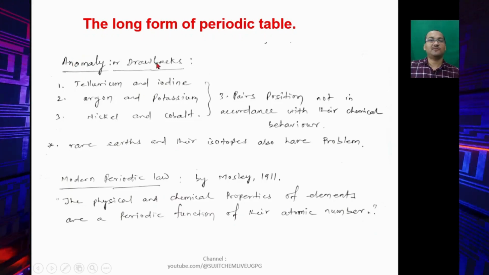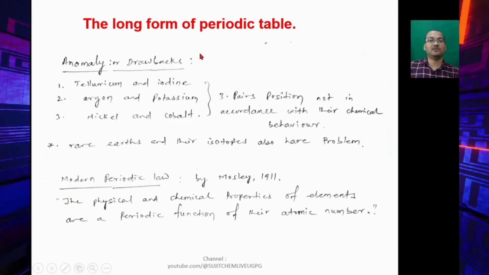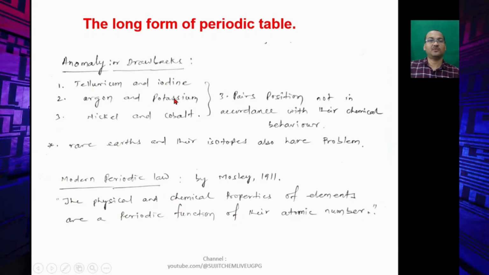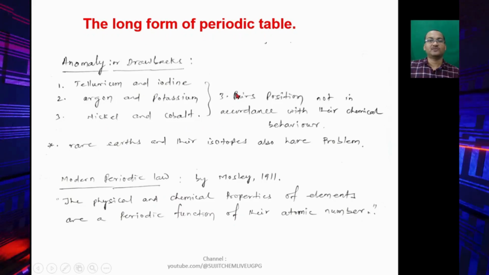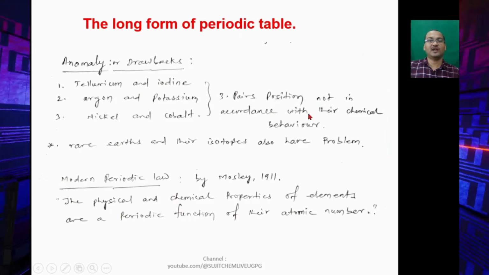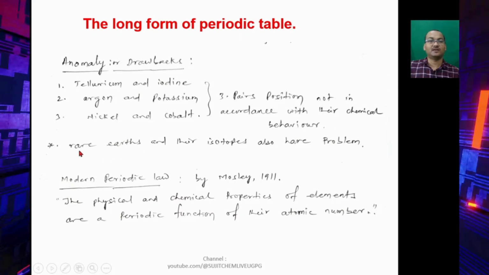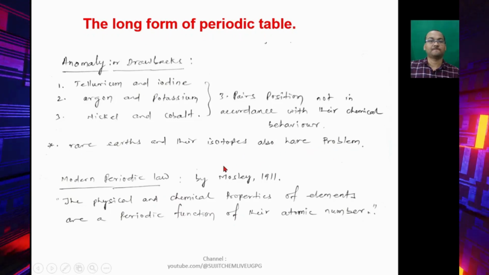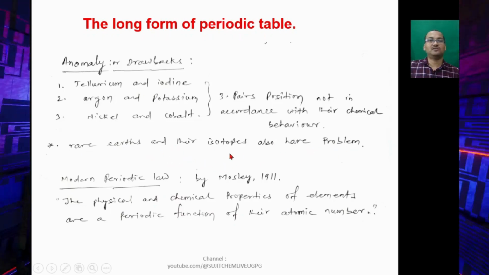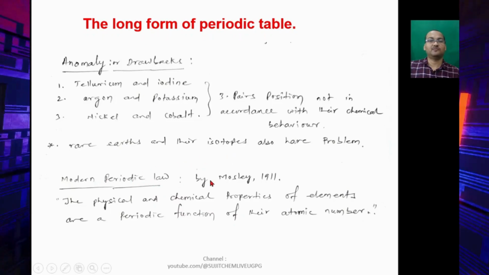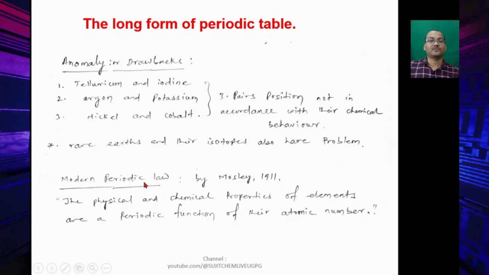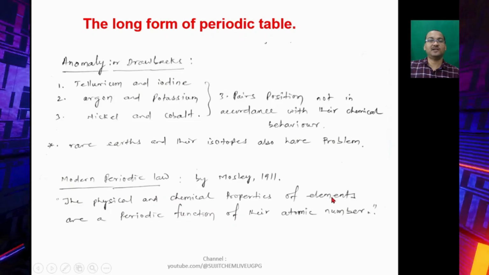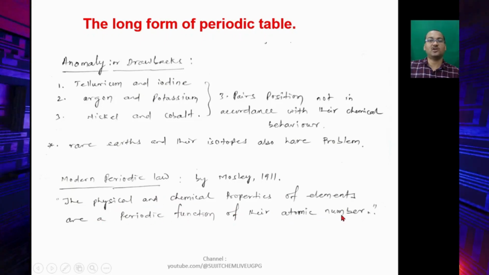There are some anomalies or drawbacks in Mendeleev's periodic table. There are three pairs of elements, tellurium and iodine, argon and potassium, nickel and cobalt. These three pairs of elements are not in accordance with their chemical behavior. Similarly, rare earths and their isotopes also have some problem. That gave rise to the new concept called the modern periodic law by Moseley in 1911. The modern periodic law says the physical and chemical properties of elements are a periodic function of their atomic number.